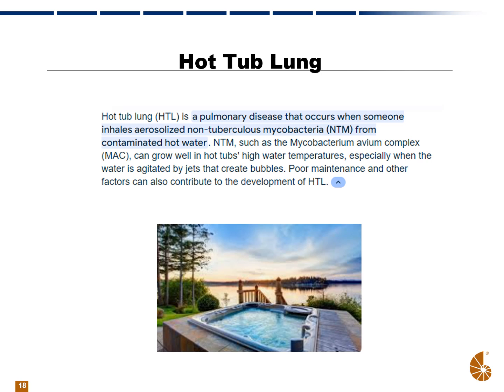Hot tub lung is when a person can inhale aerosolized non-tuberculous mycobacteria from contaminated hot water. There are other bacteria that can cause problems, so people may have a hypersensitivity pneumonitis secondary to being around a hot tub.